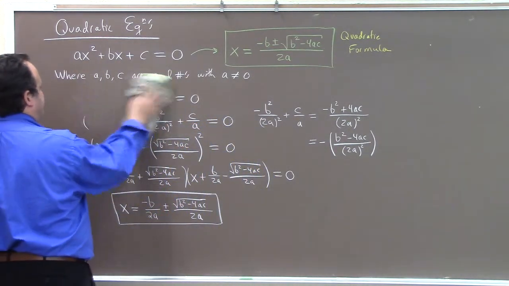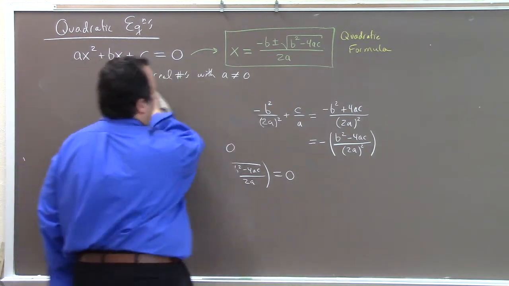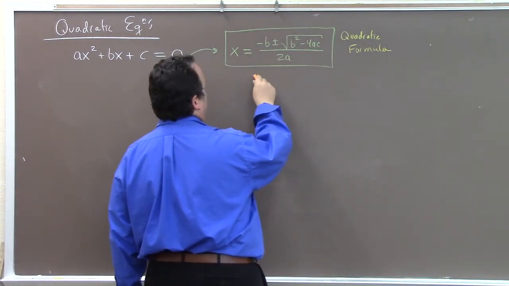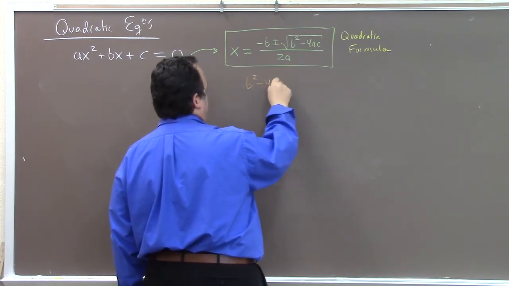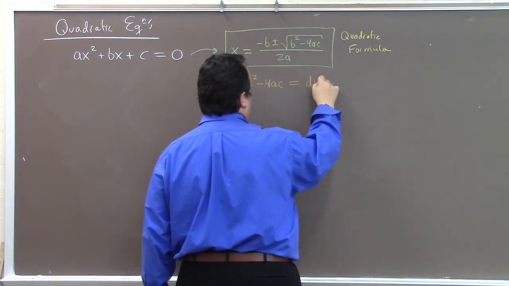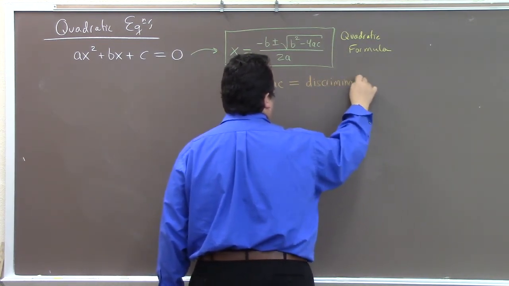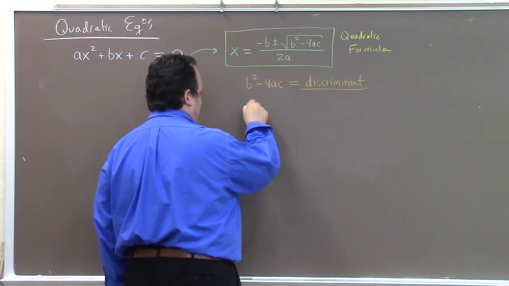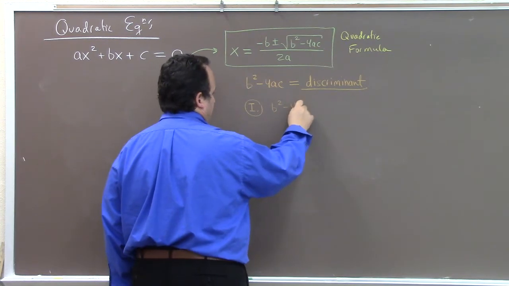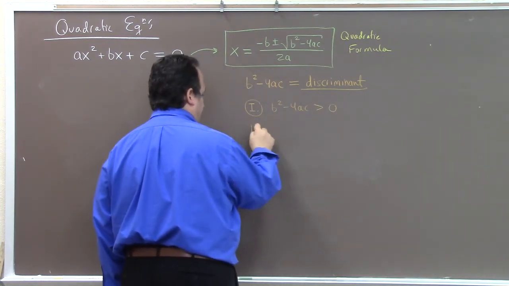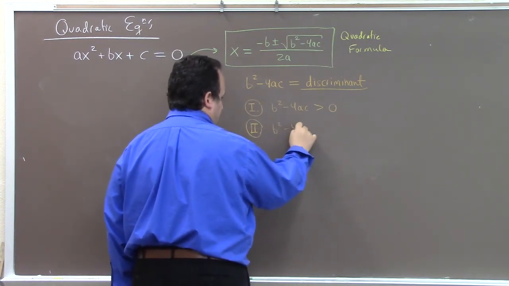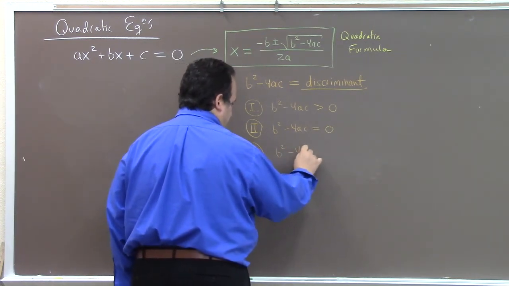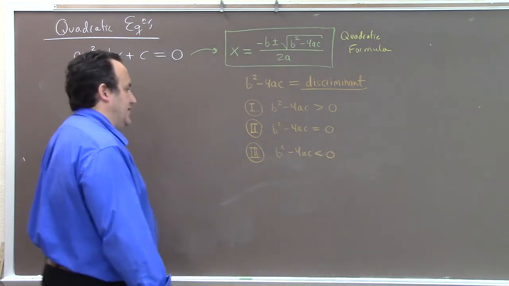All right, so let me point out a little more terminology here. b squared minus 4ac is the discriminant. It discriminates what kind of solution we have. And so there are three cases. Case number one, b squared minus 4ac is greater than 0. Case two, b squared minus 4ac equals 0. Case three, b squared minus 4ac is less than 0. Those are the three cases.